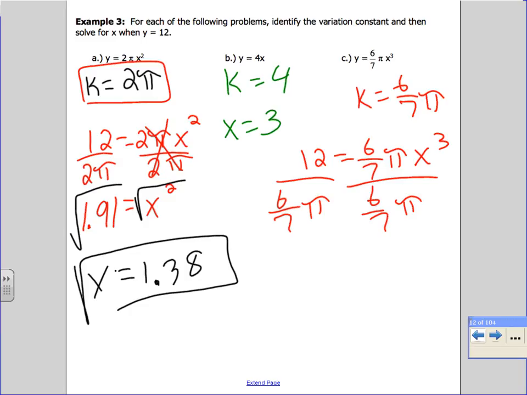Yeah. So you should get x cubed. Gigi, make sure you got this, because I think that your way is perfectly fine. It's actually probably easier that way. X cubed equals 4.46. And as Gigi said, you could multiply both sides by 7 first, and then divide by 6 pi, or multiply 6/7 times pi, and then do 12 divided by that.